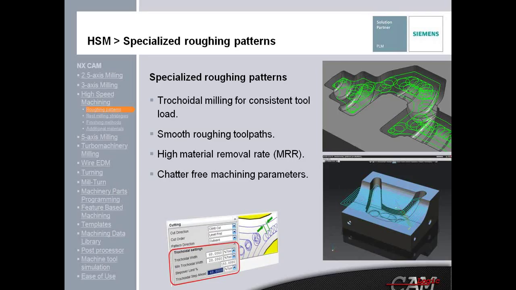and the ability to use a shorter tool in a bigger area. We also have the ability within NX-CAM to do smooth roughing, which provides rounded corners in all of our roughing routines so we don't get any sharp turns. And also the high material removal rate, or MRR, which we talked about in the previous slide, the optimized material removal rate, which obviously results in chatter-free machining parameters.